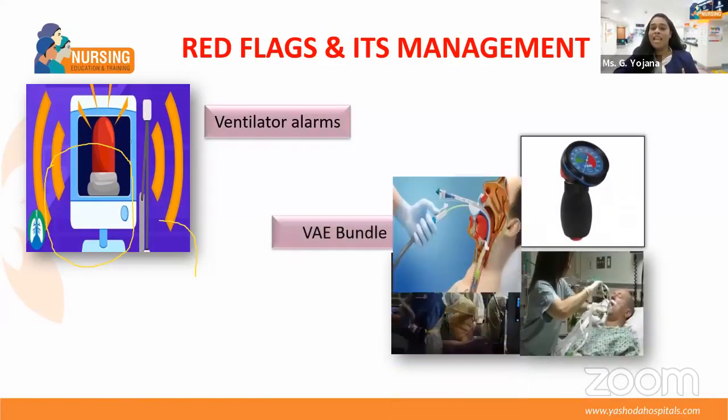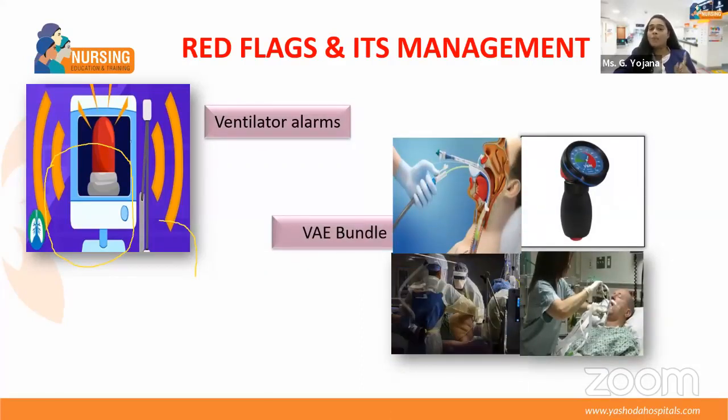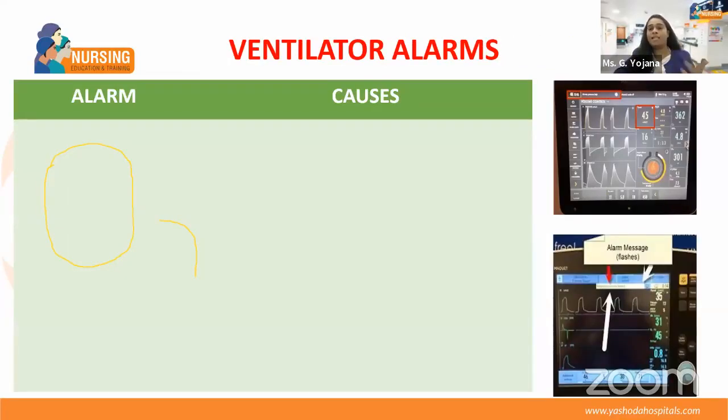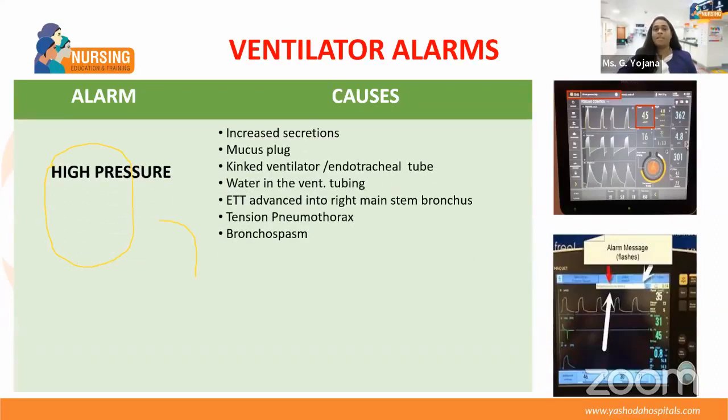Next is the VAE bundle. VAE is ventilator associated events. We used to have a VAP bundle, that is ventilator associated pneumonia, and what we need to do to prevent pneumonia. Now it has changed to the VAE bundle. Now we'll look into each alarm and I'll tell you the responsibility of a nurse. The first alarm is the high pressure alarm. Why will a patient get a high pressure alarm on a ventilator? Why?